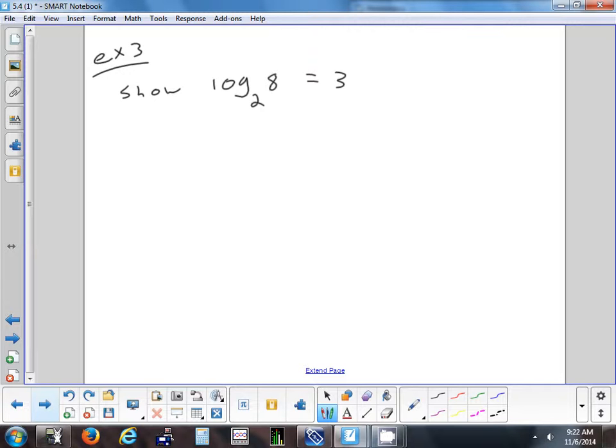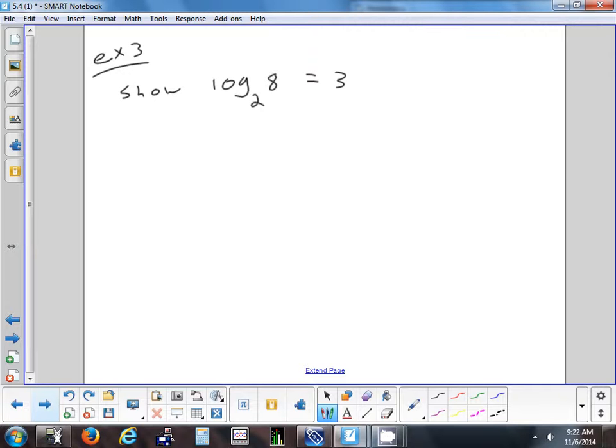Okay, I want to show that log base 2 of 8 equals 3. Okay, what's the only thing we know how to do right now that if you have an expression in log form, what can we do with it? It's only one thing we know. Yeah? Change to exponential. Just change it to exponential and see what happens.